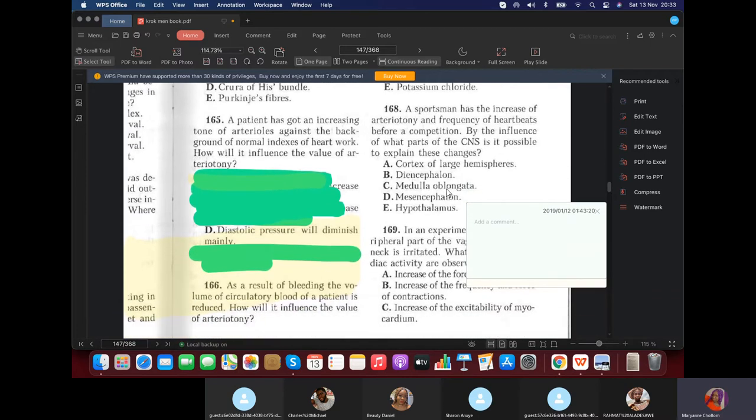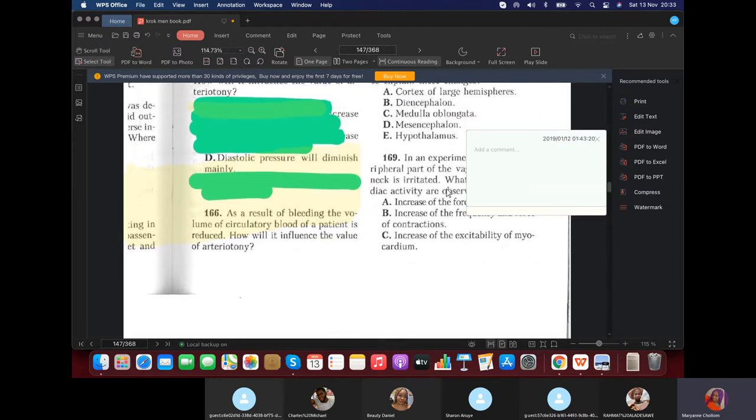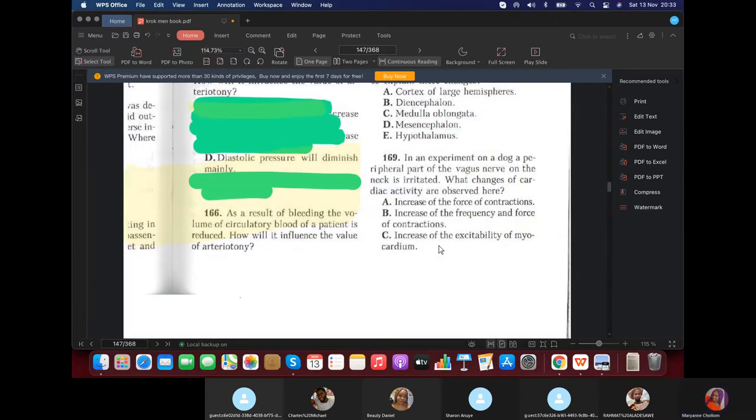A sportsman has an increase of arterial tone and frequency of heartbeats before a competition. By the influence of what part of the central nervous system is it possible to explain these changes? So I've done this question before. It's the cortex of the large hemisphere.